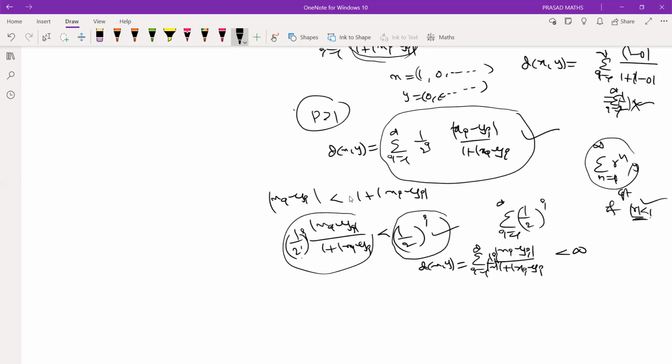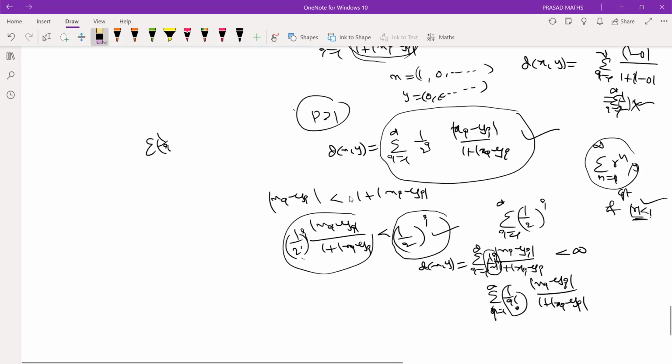Not only 1/2, you can replace this 1/2 to the power i by any convergent series. Suppose you take the sum from i equals 1 to infinity of 1/i factorial. Understand? This is also convergent. This is a very important argument. Xi minus yi divided by 1 plus xi minus yi. Therefore, this series converges. Why? Because by the ratio test, this series is convergent.